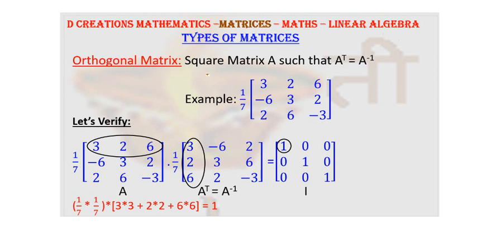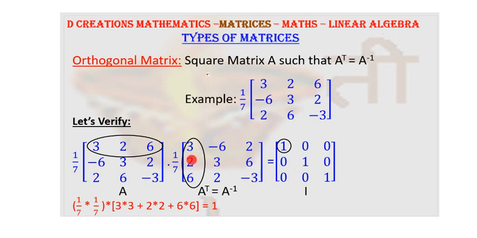So here you can see if I take row 1 and column 2, it will be 3 into minus 6, which is minus 18, plus 6 plus 12. So minus 18 plus 18 gives you 0. Similarly, row 1 and column 3 is 3 into 2 is 6 plus 12 minus 18, that is 0. Then row 2 column 1, minus 18 plus 6 plus 12, that is 0. Then row 2 and column 2, 36 plus 9 plus 4 is 49 into 1 upon 49, that gives you 1. Then row 2 and column 3, minus 12 plus 18 minus 6, that gives you 0.